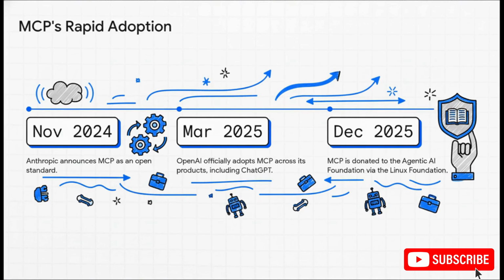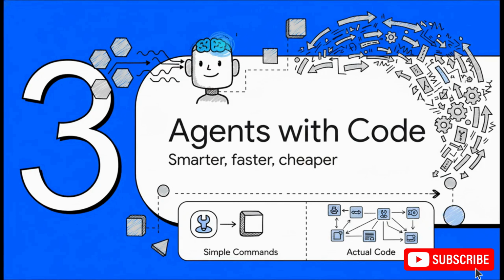What's really wild is how quickly this all happened. I mean, Anthropic first announced MCP in late 2024. A few months later, get this, its biggest competitor, OpenAI, was already on board. By the end of 2025, the whole thing was handed over to the Agentic AI Foundation. That move cemented it as a truly neutral, open standard for the entire industry. That's lightning fast.